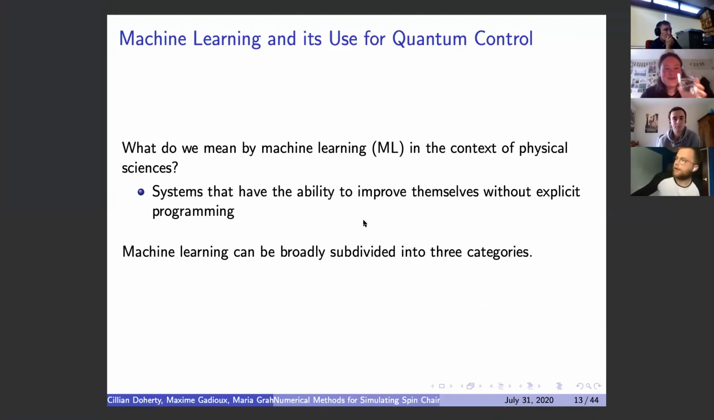Okay, so today I'm going to speak about the work that we did with Luke, looking at machine learning and its use for quantum control. So I thought, just to start the talk, I would imagine everyone here has heard of machine learning, but it's probably worthwhile spending a little bit of time demystifying it and talk about what I actually mean when I say it in the context of using it in the physical sciences.